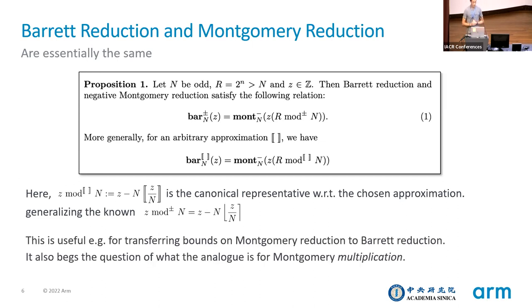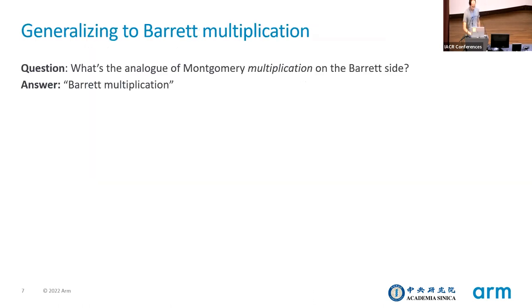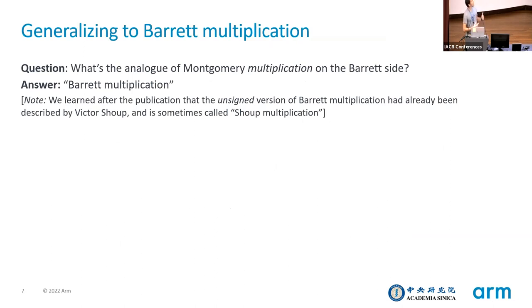So why should we care? First, I personally find it's a curious relation. Second, whatever bound you have for either side, you can transfer to the other side. And thirdly, which we're going to explore on the next slide, we know there's Montgomery multiplication, but what's the analog on the Barrett side? After we wrote this paper, we found an older paper where this, what we call Barrett multiplication, was already known and sometimes called Shoup multiplication in the unsigned context, without this relation to Montgomery.